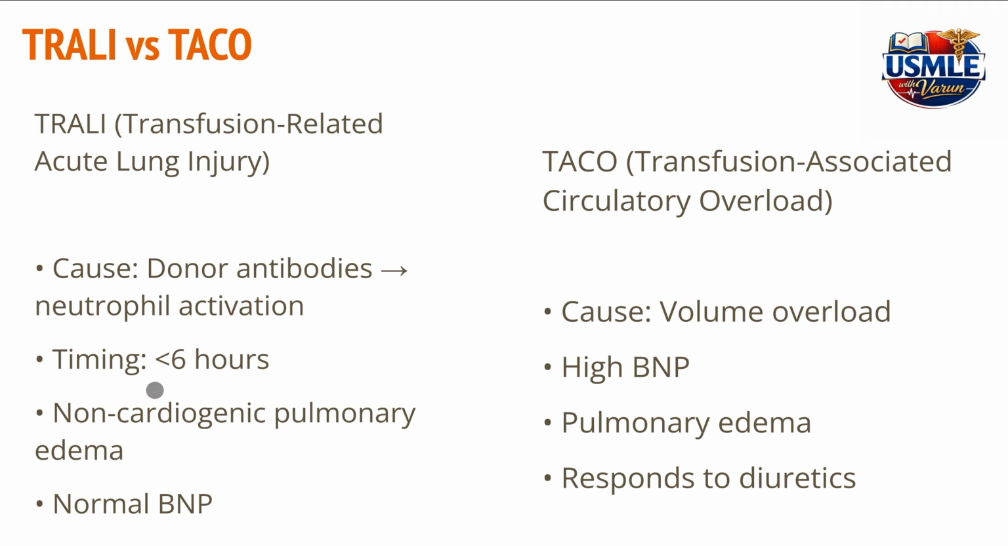The timing is less than 6 hours, whereas TACO, on the other hand, is simply volume overload. In TACO, transfusion associated circulatory overload, the brain natriuretic peptide is elevated, and this responds to diuretics. So that's the key point that we need to remember with respect to transfusion associated circulatory overload. The key difference between TRALI and TACO is that one is an immune reaction, whereas the other is a fluid overload.